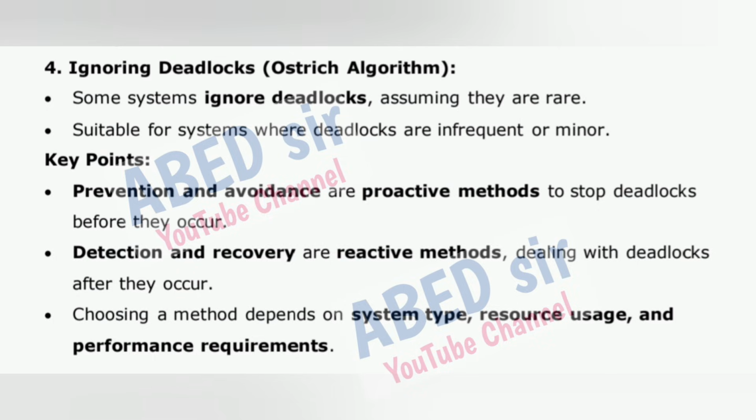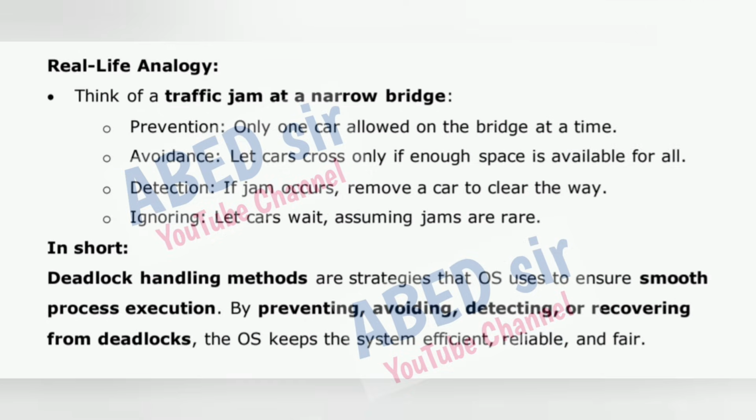Key points. Prevention and avoidance are proactive methods to stop deadlocks before they occur. Detection and recovery are reactive methods, dealing with deadlocks after they occur. Choosing a method depends on system type, resource usage, and performance requirements.